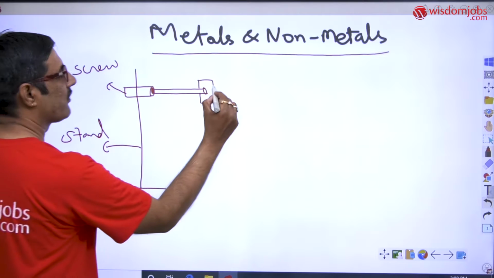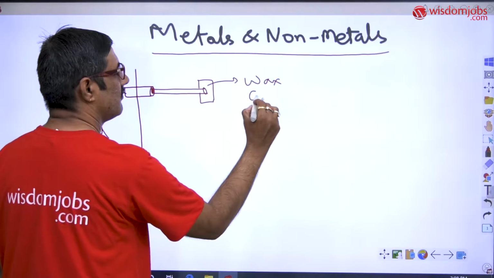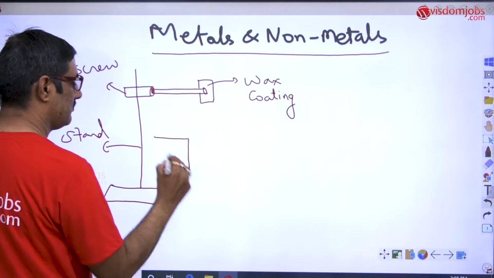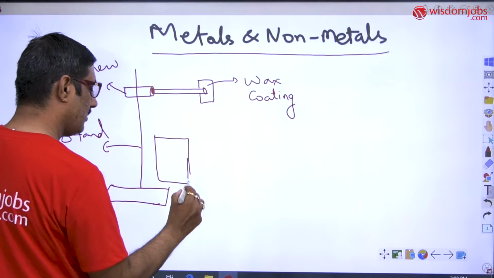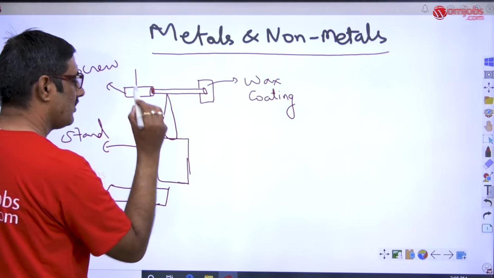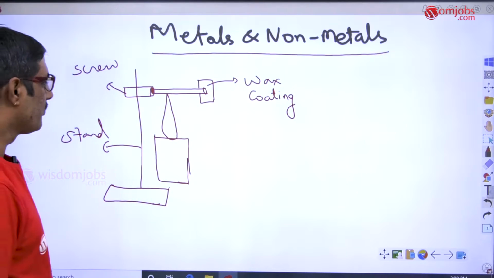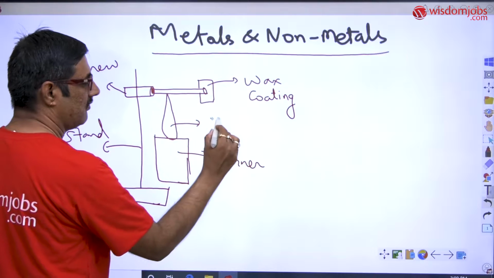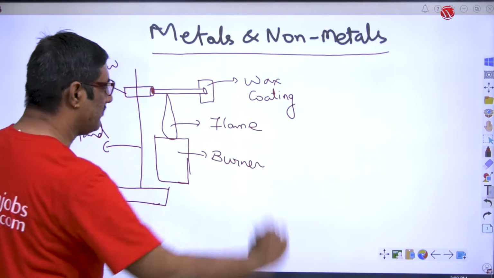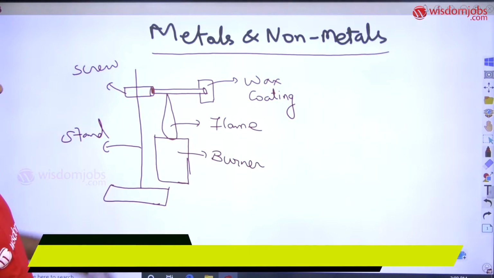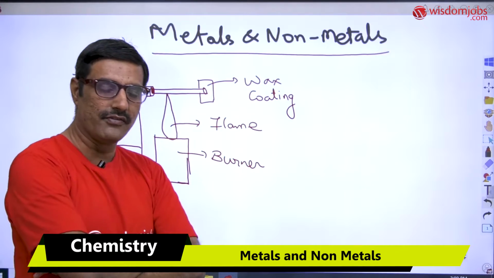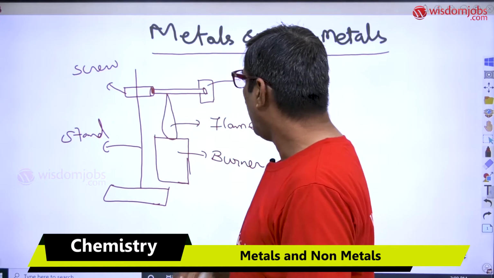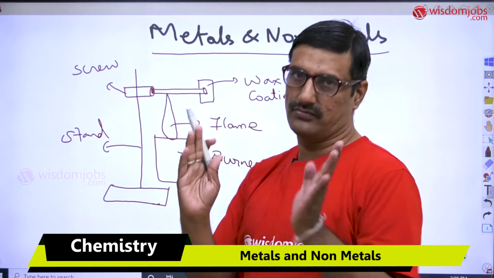So this is wax coating, and here you will be having a burner. So take a burner, start heating. This is the flame, this is the burner. Now if it is not a good conductor of heat, what's happening? This won't get heated and the wax will be as it is.